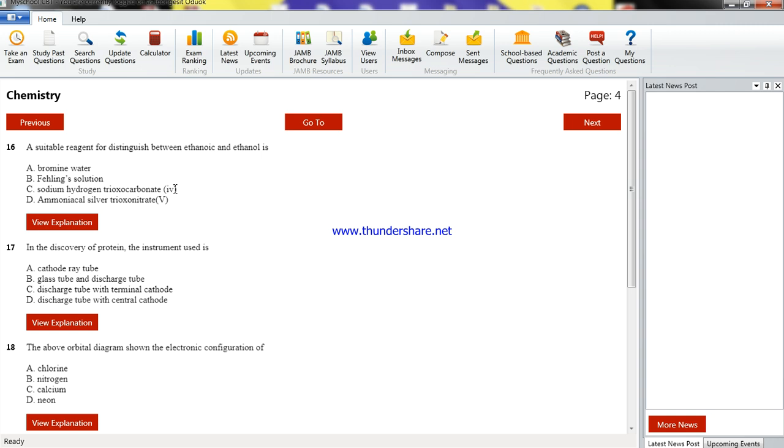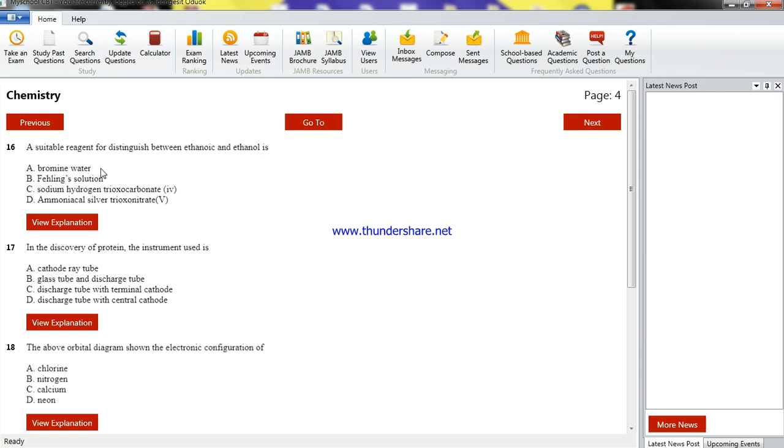So since it has a carbonate, CO3, when you drop any acid on it, it will liberate carbon dioxide. So when you drop ethanoic acid on this trioxocarbonate, it will liberate carbon dioxide. But when you drop ethanol, since ethanol is not an acid, it's not going to give you carbon dioxide. So that will be a distinguishing factor to tell which one is ethanoic acid and which one is ethanol, because both of them are colorless in appearance.